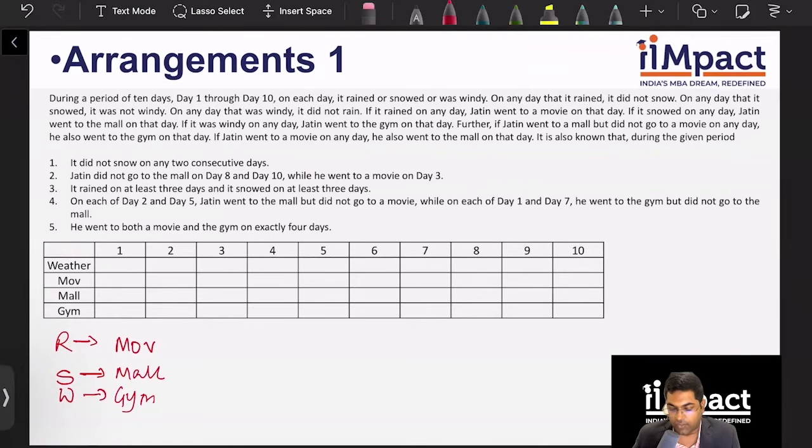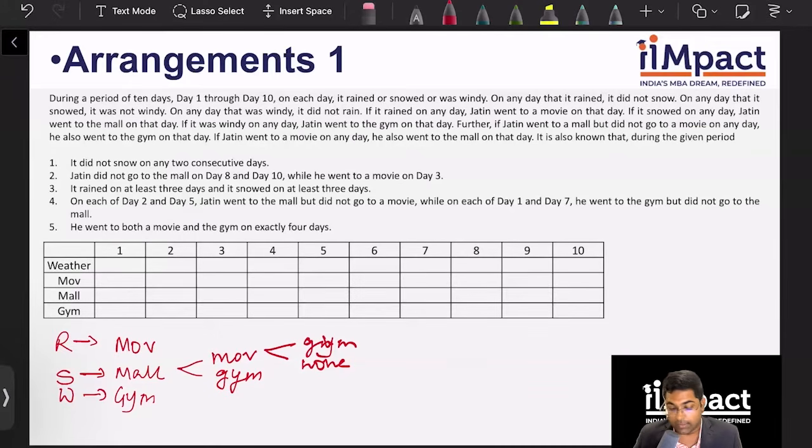Further, if Jatin went to the mall but did not go to any movie on that day, he also went to the gym on that day. So after the mall, either Jatin does a movie, or if not movie, then he does a gym session. But guys, remember this: we have not been told anything about what if he goes to the movie. Does he go to the gym or not? We don't know. So again, both cases. He can go to the gym after the movie, or have none after the movie. Okay, so this is what I know.